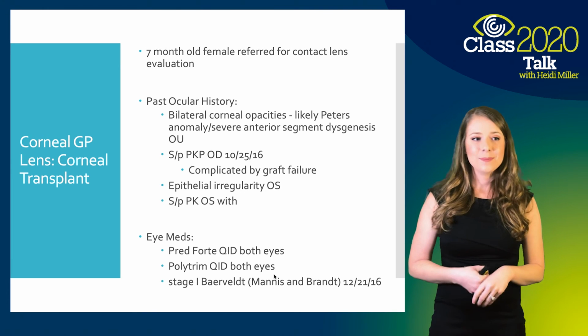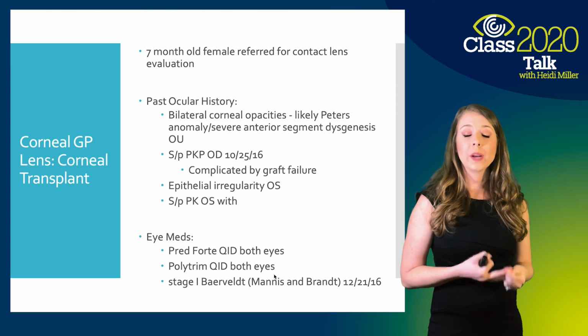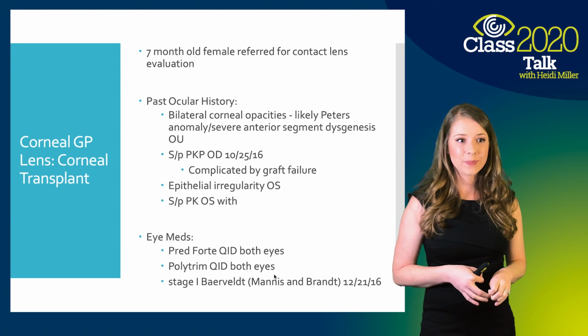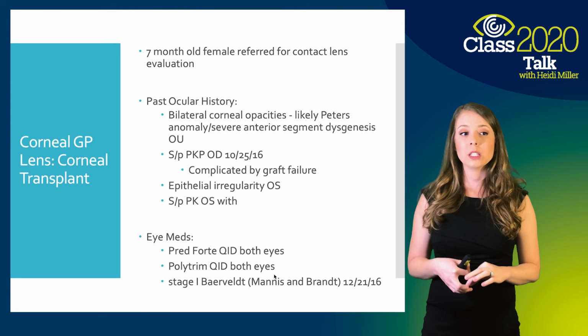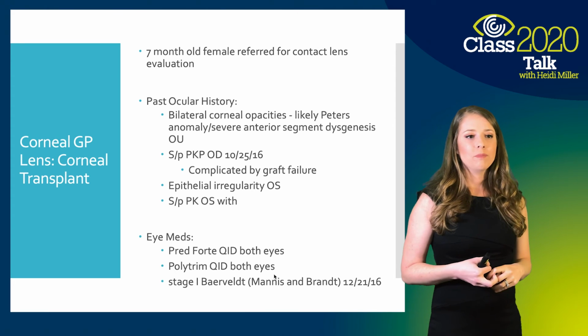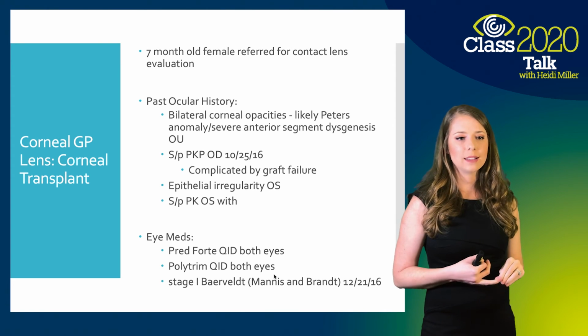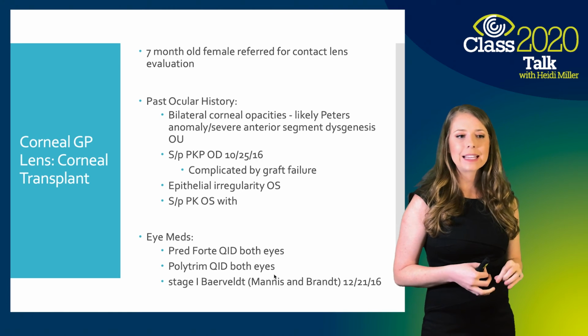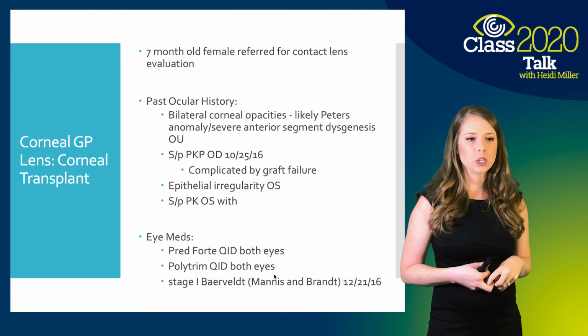So our next patient case is a patient that was wearing a GP for corneal transplant. And as you can see, this patient was a 7-month-old that was referred to me for a contact lens eval. So we're talking very young. Little background on her history. She had bilateral corneal opacities. They thought she likely has Peters anomaly or some severe anterior segment type of condition.